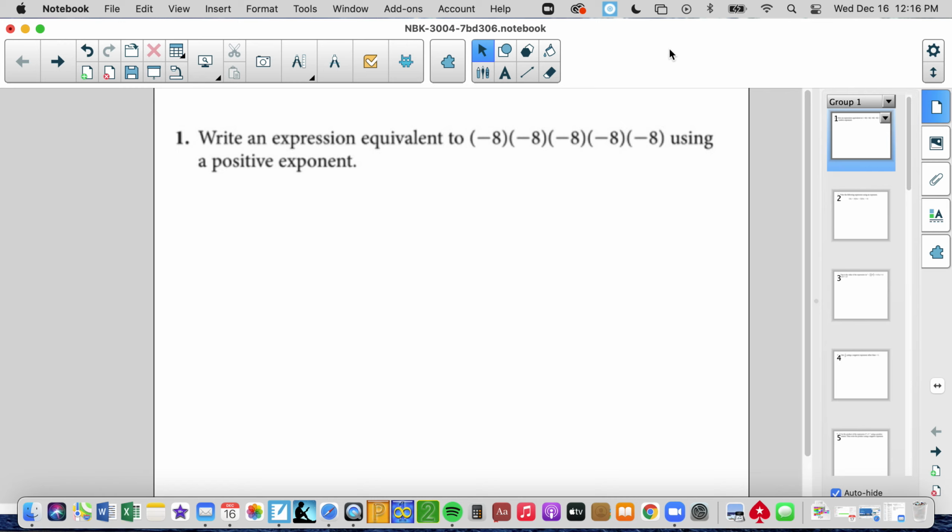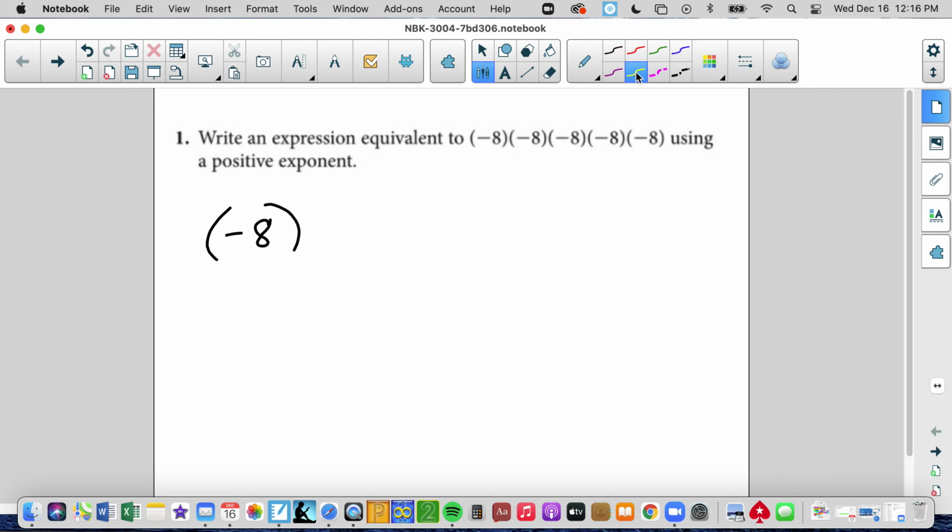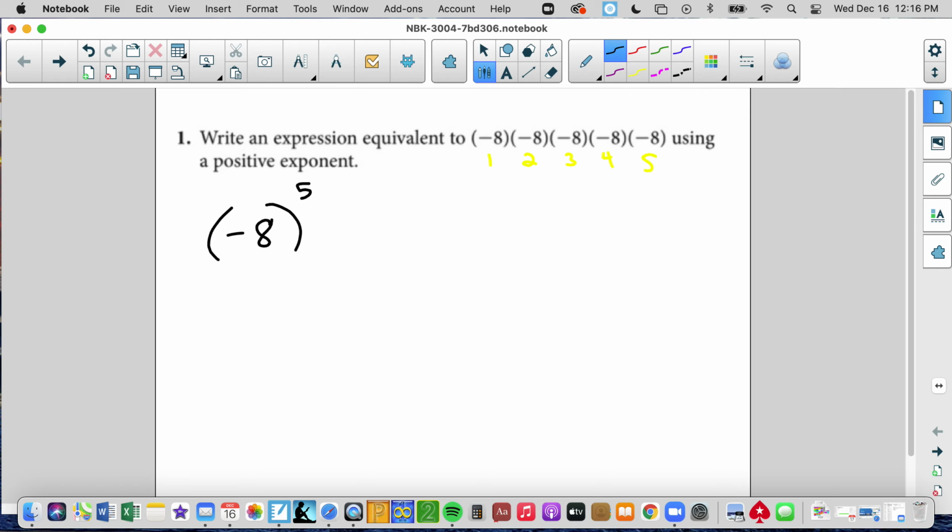Okay, so here is a study guide for what I think is chapter 4. It says write an expression equivalent to -8 times -8 times -8 times -8 times -8 using a positive exponent. So the key and the trick to this is the correct answer is going to be, this is called your base, and then you have the base multiplying itself 1, 2, 3, 4, 5 times itself. So we use that. That is -8 to the 5th power.